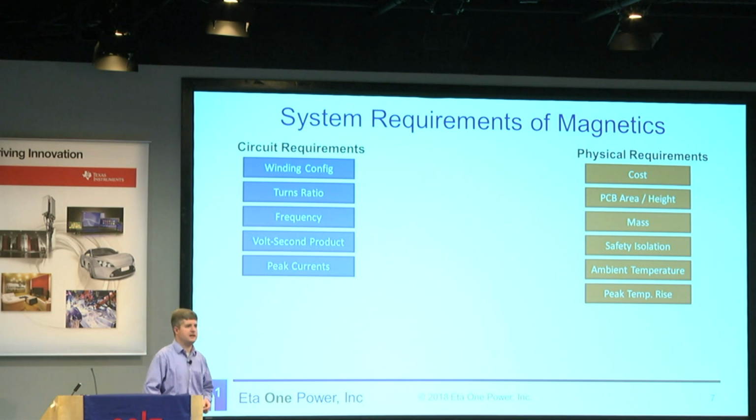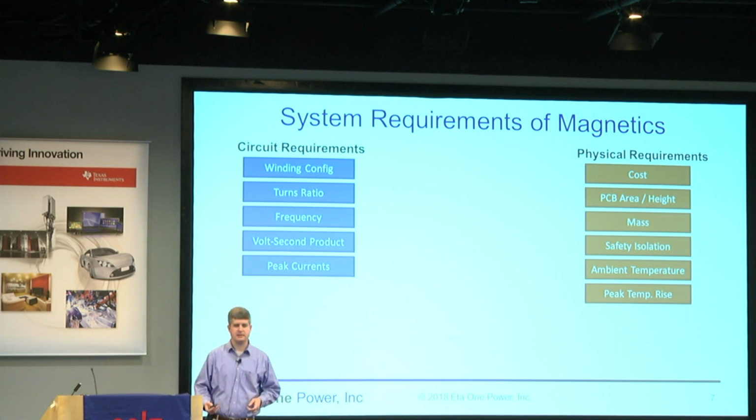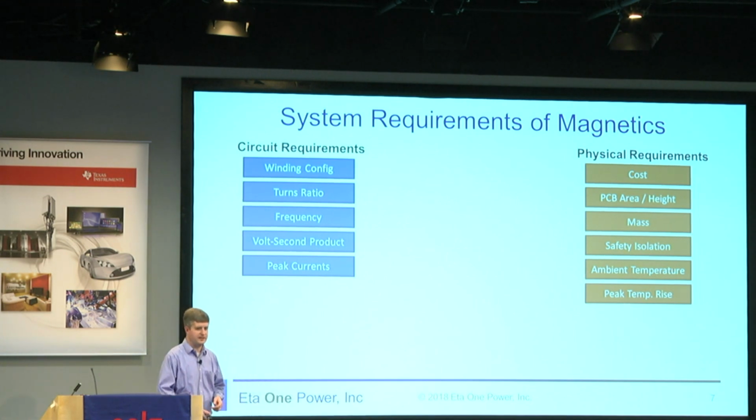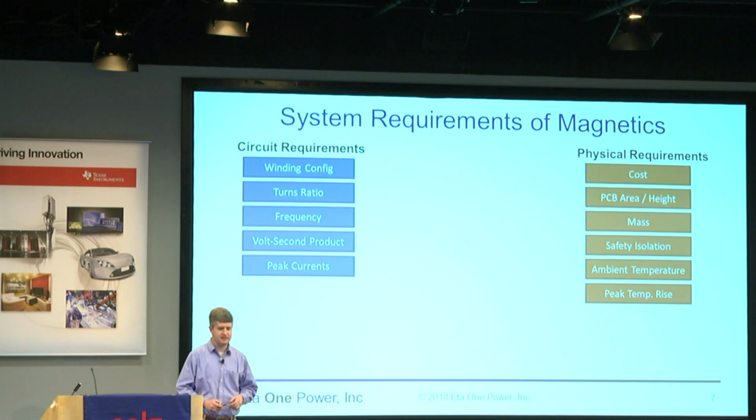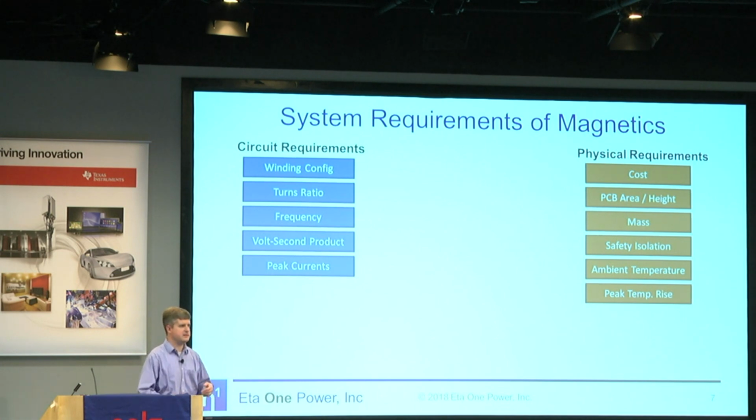You also have another set of requirements. Cost, obviously number one, but how big it is, the volume, how much space on the board it takes up, how much height it takes up, whether it fits in your box. The mass, sometimes mass matters, especially if it's going in something that flies. Safety isolation: do you need reinforced isolation between primary and secondary? How much voltage does it need to withstand? That sort of thing. And then temperature requirements. Is it in a high temperature environment? And how hot can it get with regards to ambient?